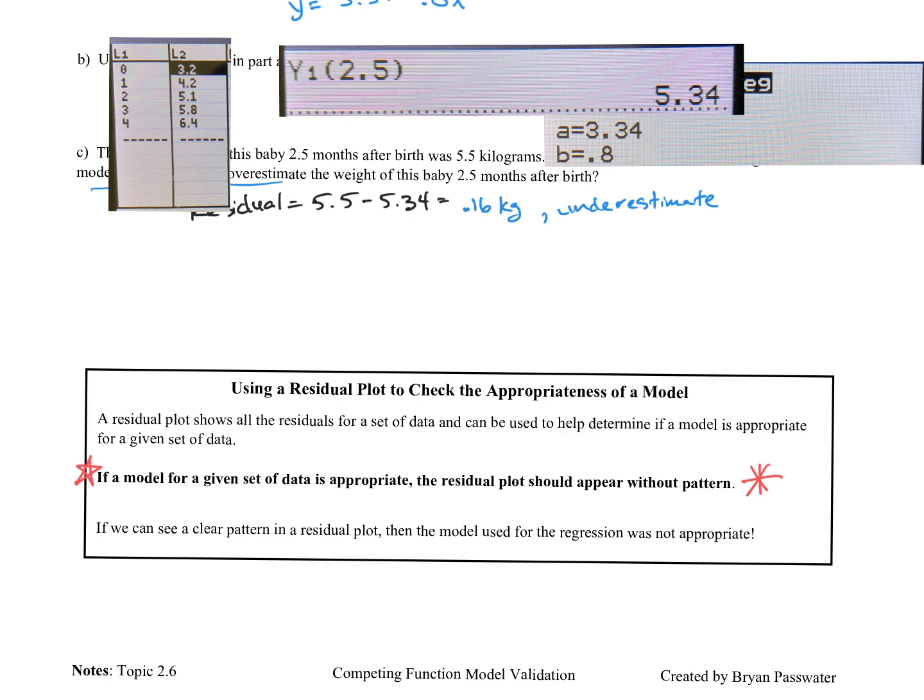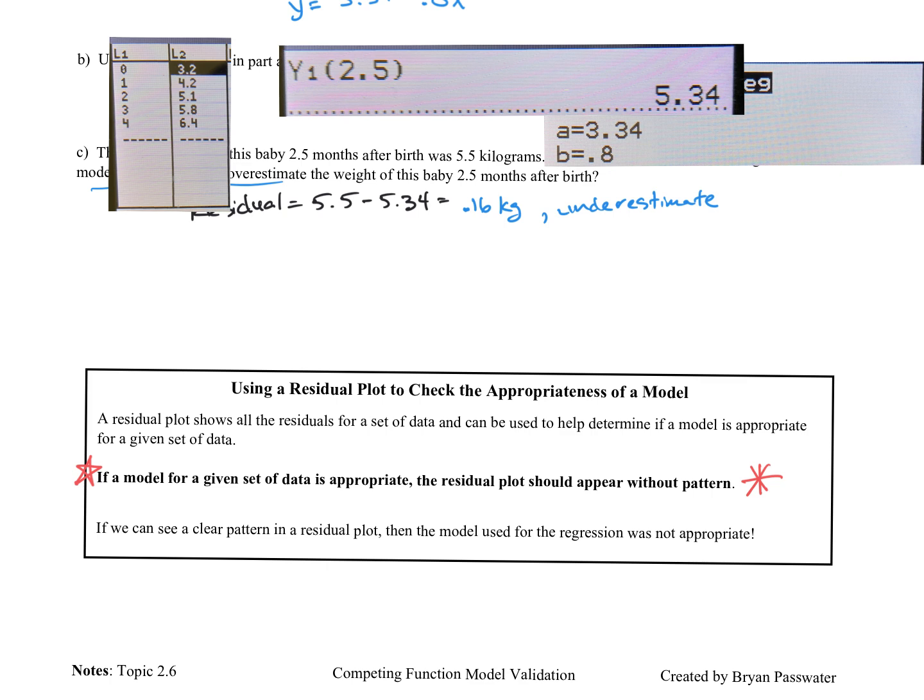All right. Then our data set was appropriate. All right. It was most appropriate. If it does have a pattern, it's bad. All right. And so anyway, that's really what I want you to know. So if our residual plot has a pattern, bad. If it does not have a pattern, that means it's good.